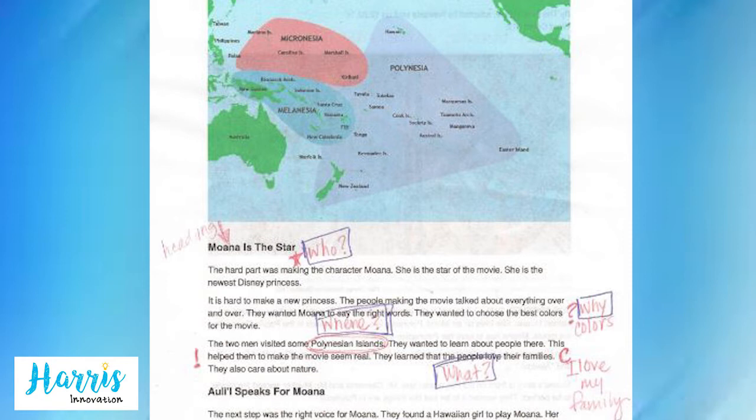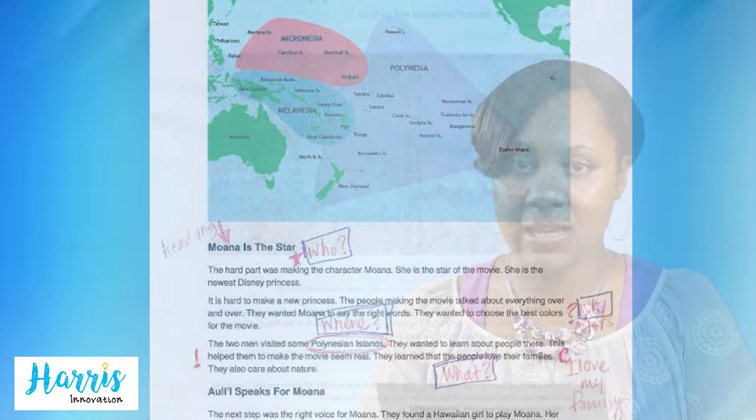They wanted to learn about people there. This helped them to make the movies seem real. I put an exclamation mark because I thought that was pretty interesting, that's how they allow movies to seem real, by actually visiting the place. They learned that the people love their family. They also care about nature. That answers my what. So I put a C there as well. That C is my connection that I have to the text. I know that I also love my family. I care about nature. So that connection is what I have to the text.